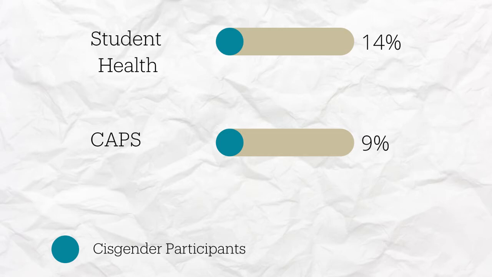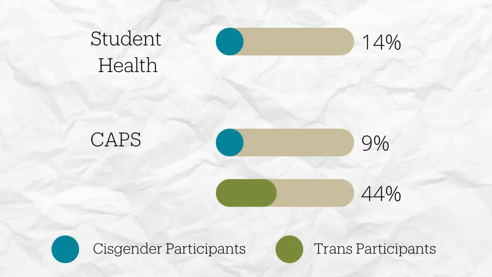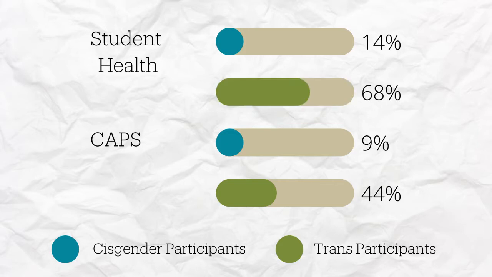We know that about 9 to 14% of cisgender students are sometimes called by the wrong name or pronoun, depending on where they're going and what kind of care. For trans students, however, this rate jumps up to 44% at CAPS and 68% at Student Health. And that means that most trans people who get healthcare at UCSB clinics experience misgendering when they try to access healthcare on campus. In our research, we got to hear about the specific experience of some of our student participants, and one student talked extensively about how misgendering impacted his experience at Student Health.